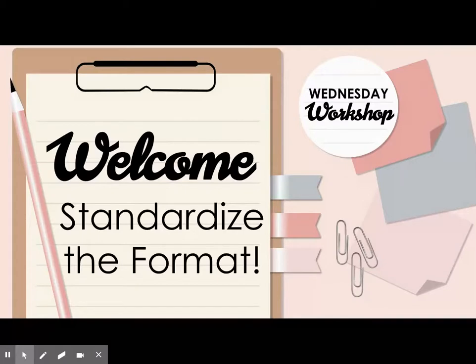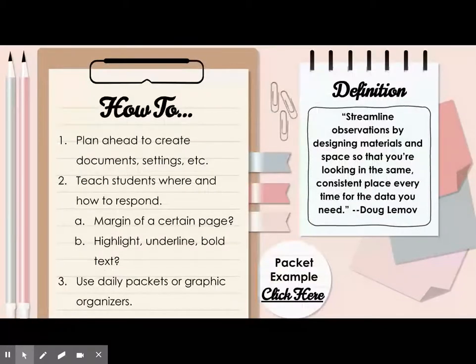And so the technique that we're going to look at today is standardizing the format. So let's take a quick look at the definition. Doug Lemov says that it is streamlining observations by designing materials and space so that you're looking in the same consistent place every time for the data you need. Okay, so that seems a little complicated. Let's look at exactly how we do that and how we set that up.